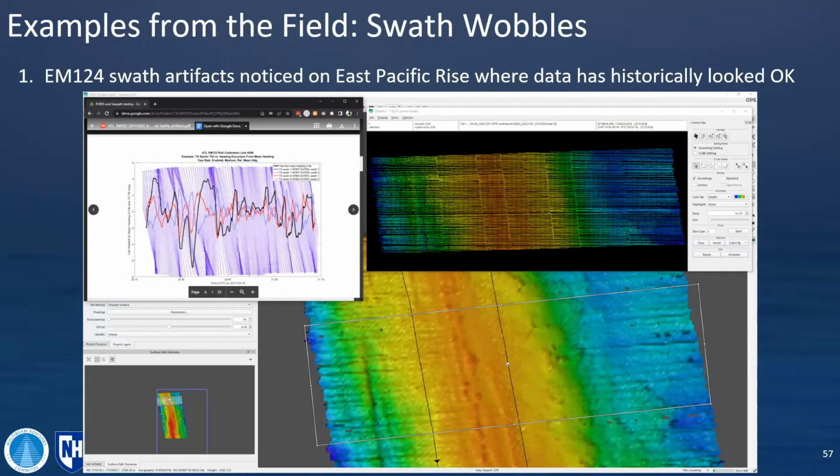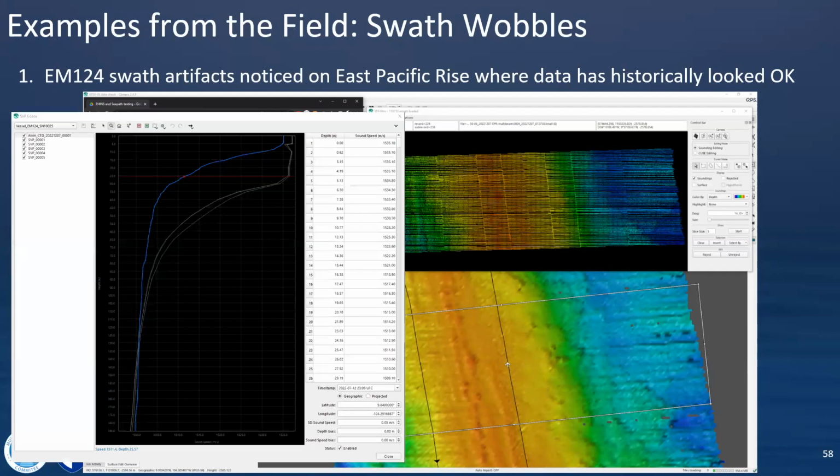But last winter, there were some artifacts on the East Pacific Rise in an area where historically we had not seen wobbles. So it raised a lot of questions about what's going on here. And we did a full checkout. We compared it to historic data from that vessel, looked at all the sound speed information. You can see, might be hard to see here, but the gray and the blue profiles, there's quite a bit of difference in the mixed layer depth there.